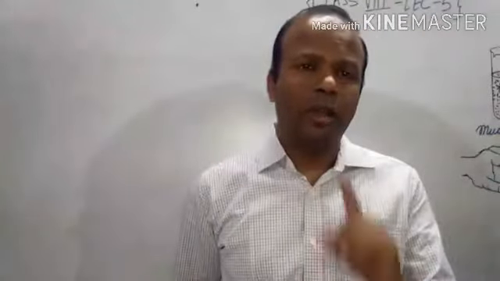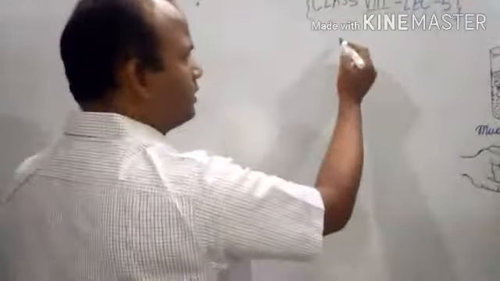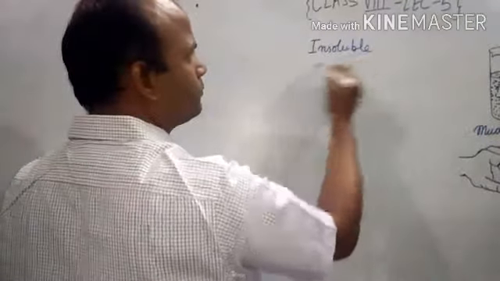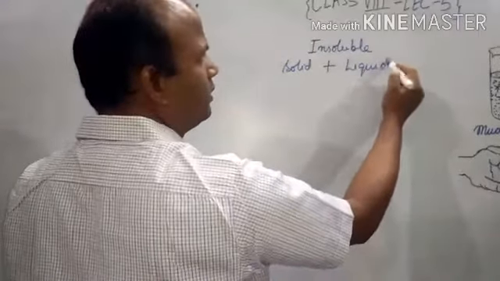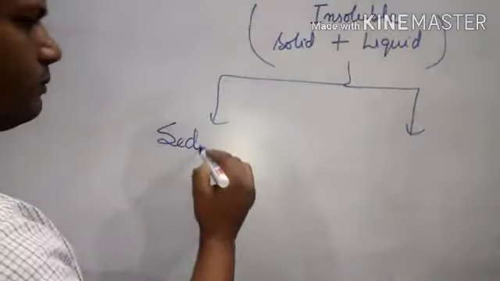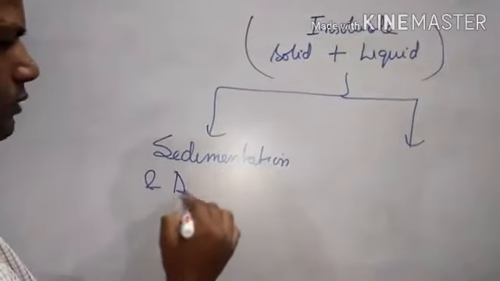One thing should be kept in mind: by the process of sedimentation and decantation we can separate insoluble solid particles from the liquid. The solid should not be soluble. So the first condition is insoluble solid plus liquid. It becomes a solid-liquid mixture, and this is going to be separated by sedimentation and decantation.